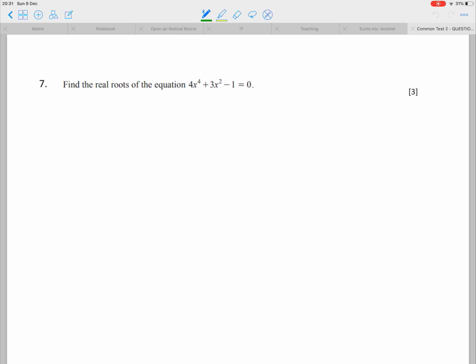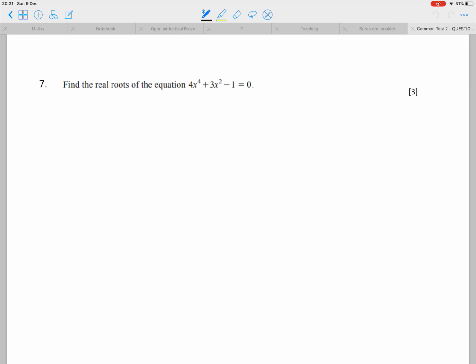Question 7. Find the real roots of this equation. Now, those of you who were savvy with your Classwiz probably just typed this in and did an equation solve for a power 4 polynomial. Now, don't rely on that in a proper exam. You will not be able to do that, I can guarantee it.